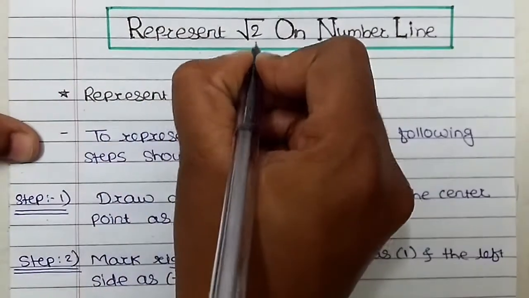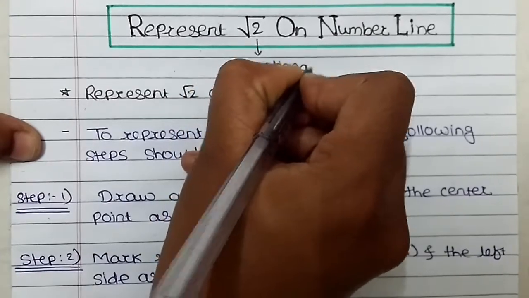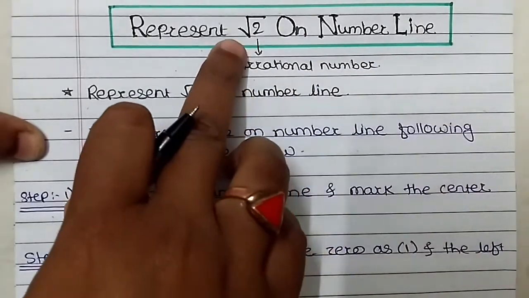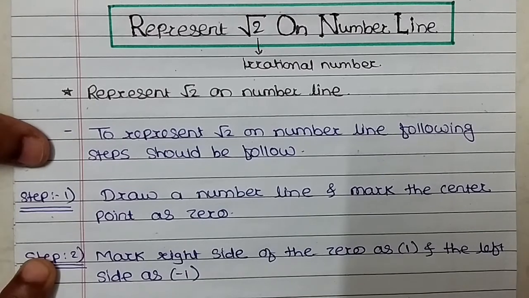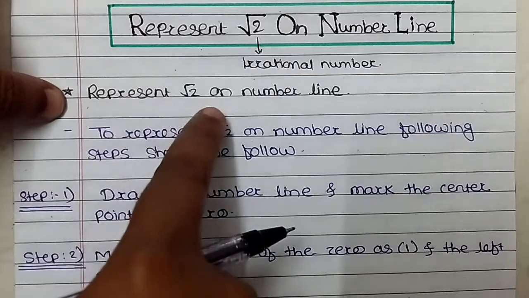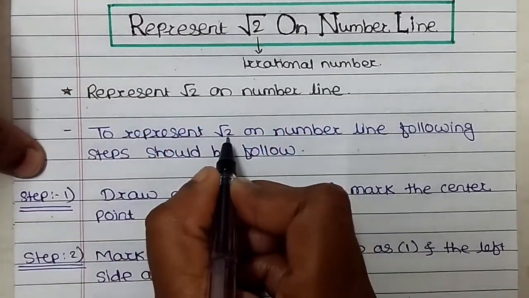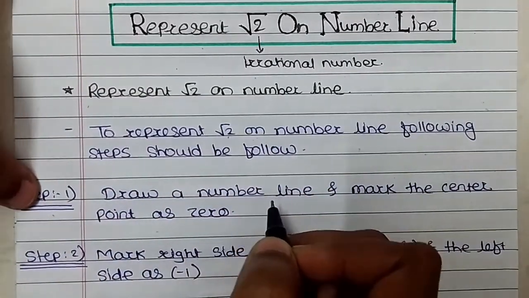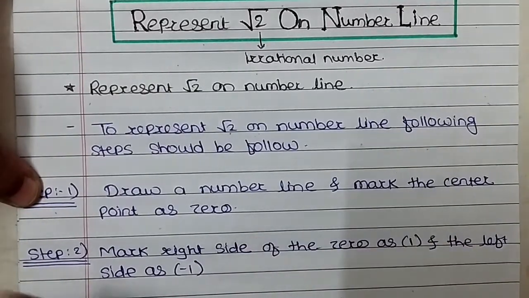Root 2 is an irrational number. So how to represent this root 2 on the number line? We will understand step by step, so listen carefully. Your topic is to represent root 2 on the number line. To do so, the following steps should be followed. There are some steps used to draw root 2 on the number line.